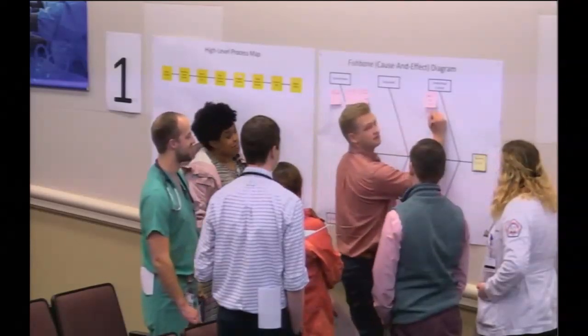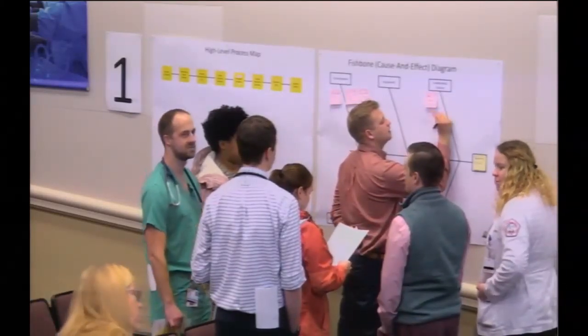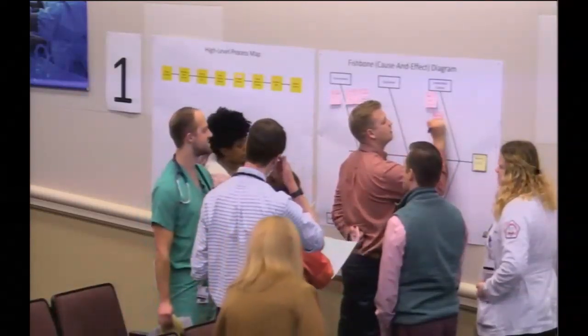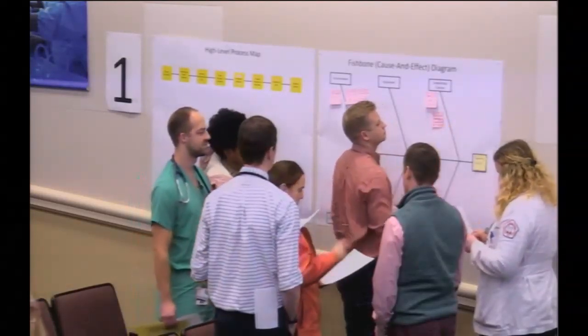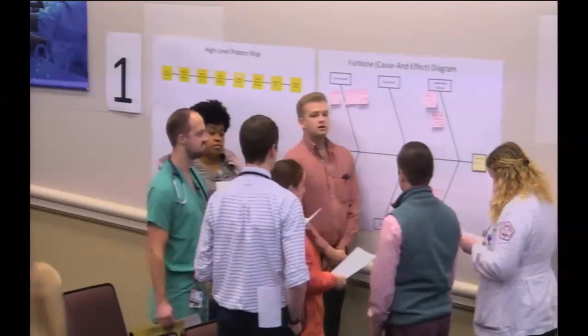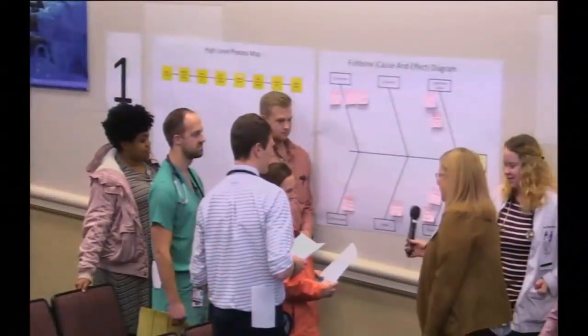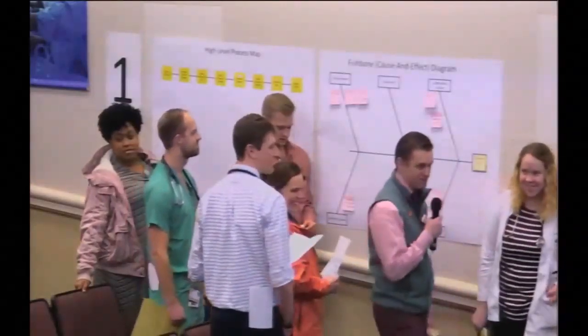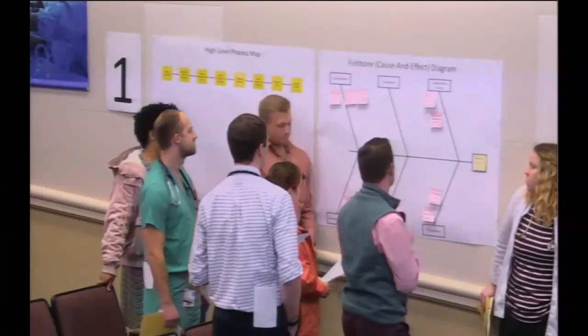All right, let's go ahead and start with our report out. We've got to get moving along here. We're going to start with group one. You can have more than one root cause, but just pick one root cause. Start with the cause category, and if it's a drill down, tell us the causes that got you down to the root cause. Don't be shy. Tell us what one of your root causes is that you determined, and start with the cause category, and if you did a drill down, tell us the causes that got to that root cause.